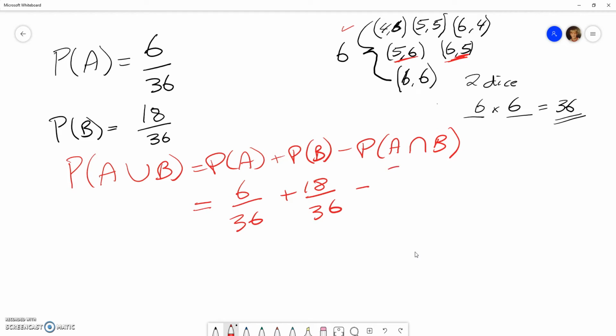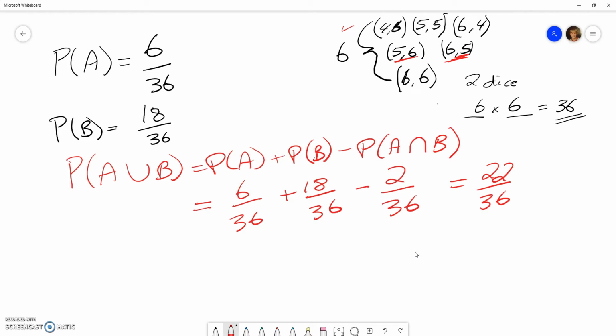So here we are subtracting out 2 out of 36. So this gives us an answer of 22 out of 36. You may want to simplify that, turn it into a percent. It's okay. On the exam, this answer would be correct as is, you don't have to simplify it.